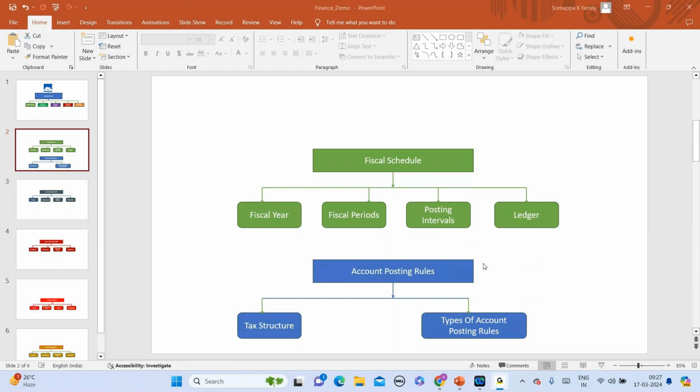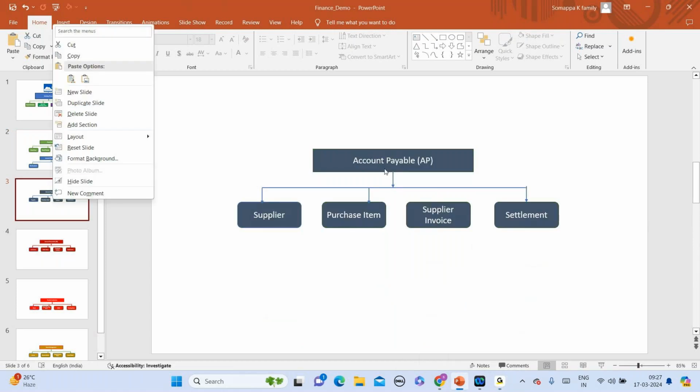So I was talking about the AP, account payable. Procurement, yes, correct. For example, if the company wants to buy an item, it is about purchasing an item, and the purchase will be through some supplier. Somebody has to supply the item to the company so that it can be purchased by us. That's the procurement. So procurement is a part of account payable. We procure the item, we create the invoice and settle the payment. So your procurement comes under the account payable module.